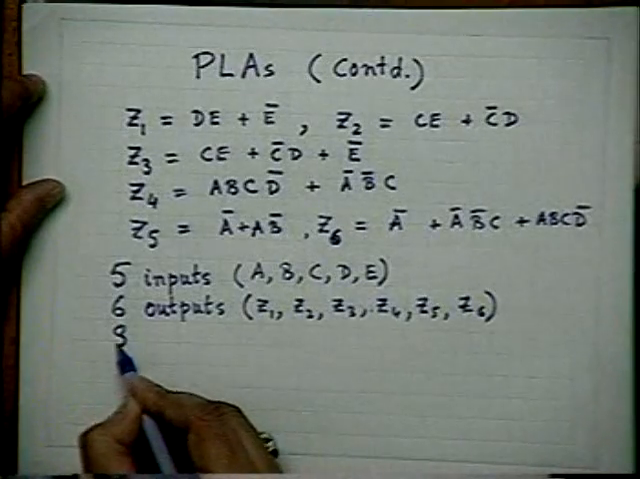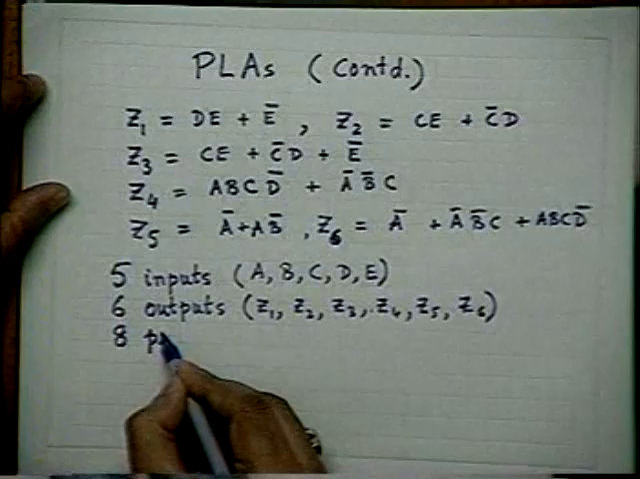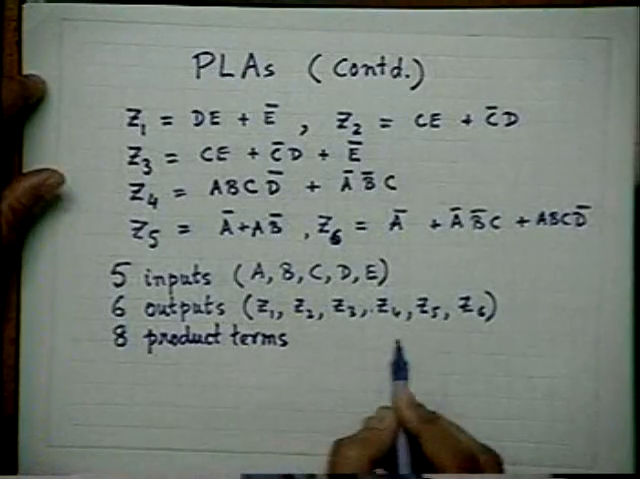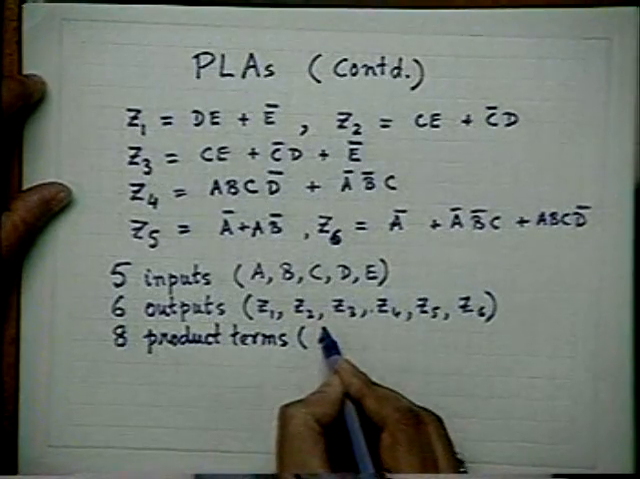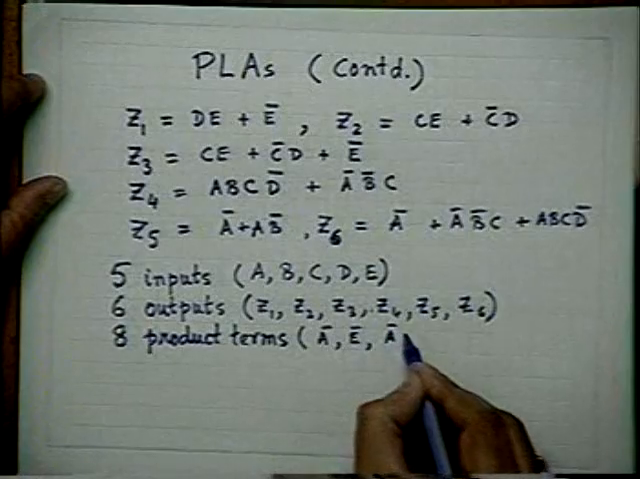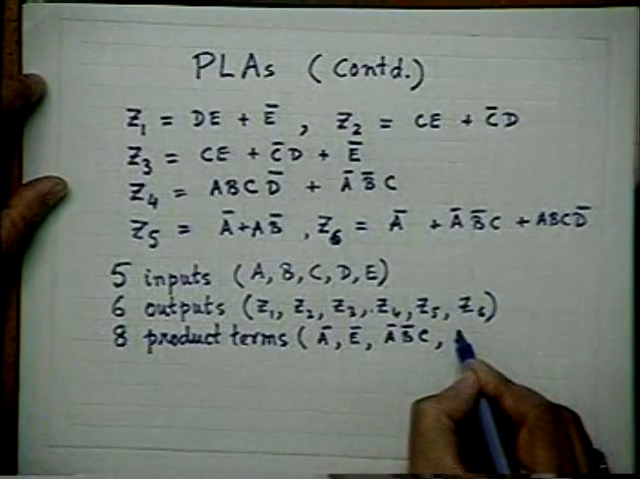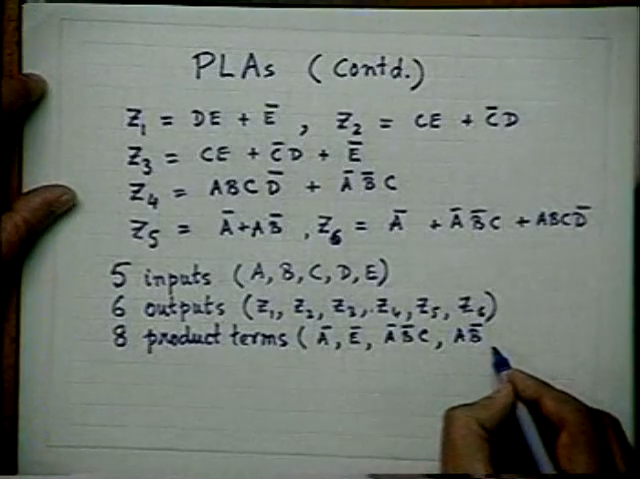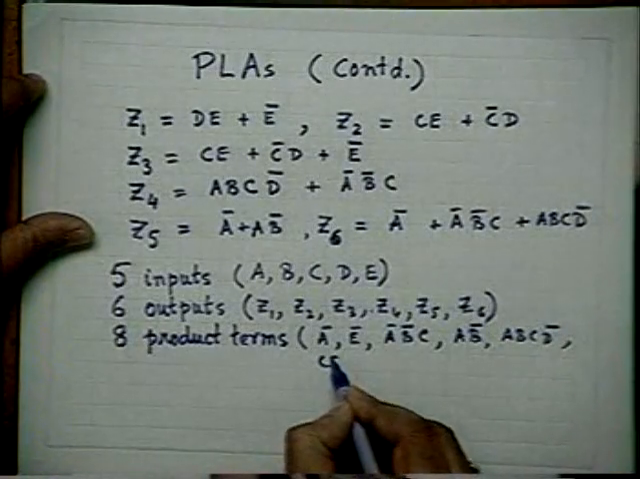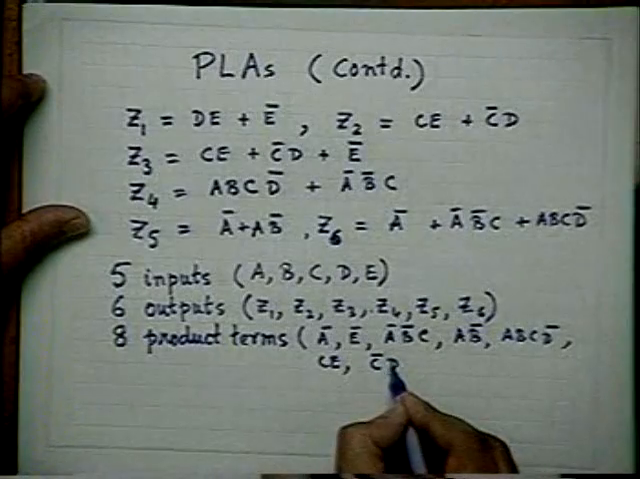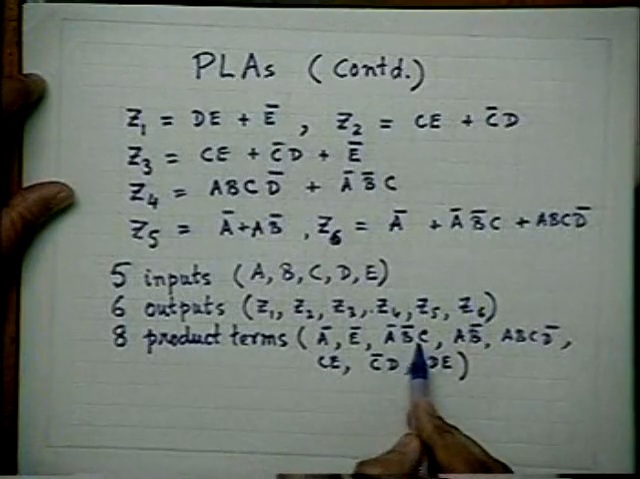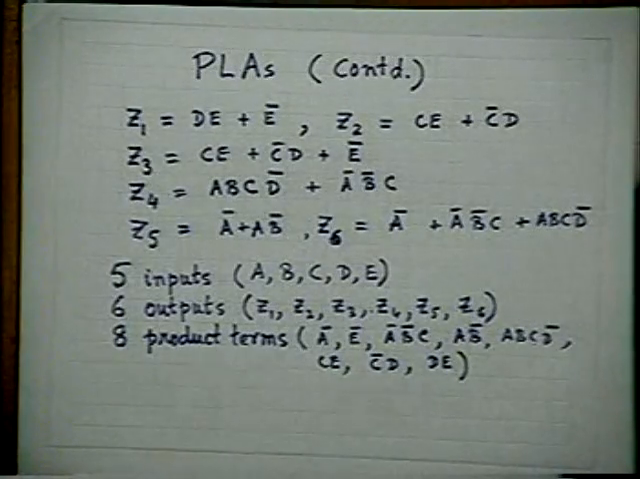And if you critically examine, you will find that there are 8 products. And they are A bar, E bar, A bar B bar C, A B bar, A B C D bar, C E, C bar D, and D E. 1, 2, 3, 4, 5, 6, 7, 8. Is it all right?